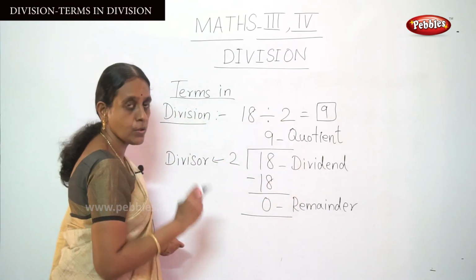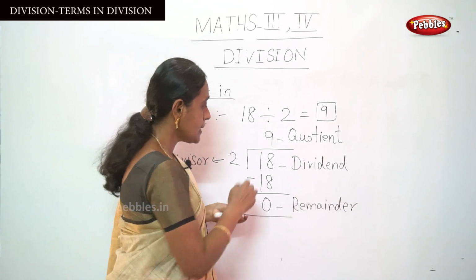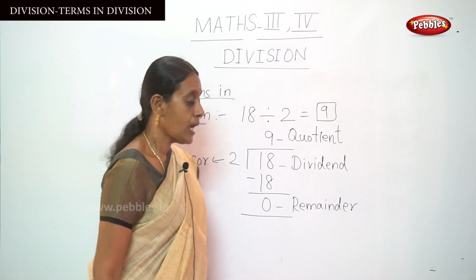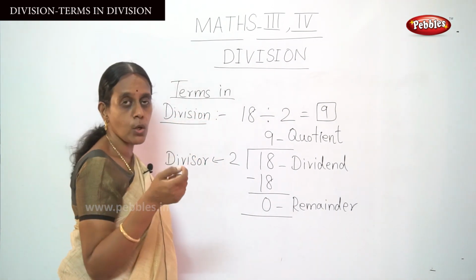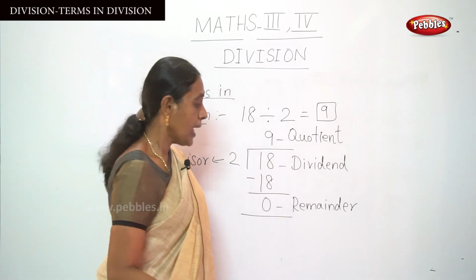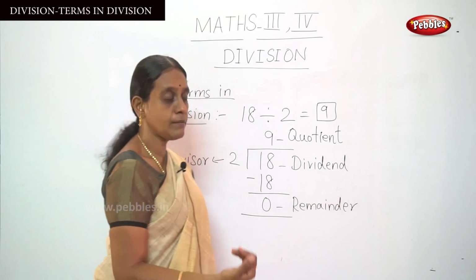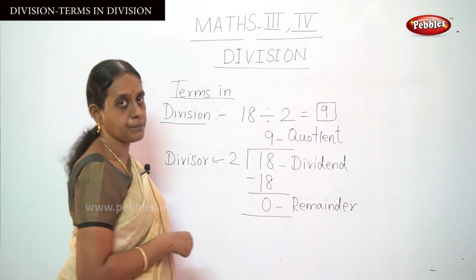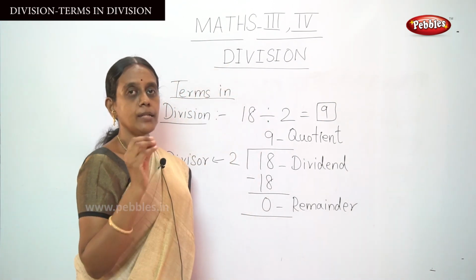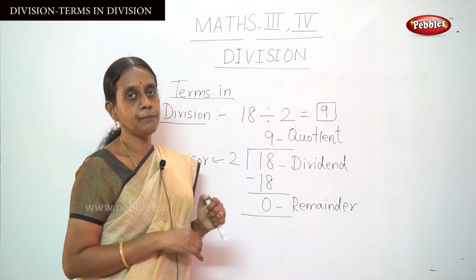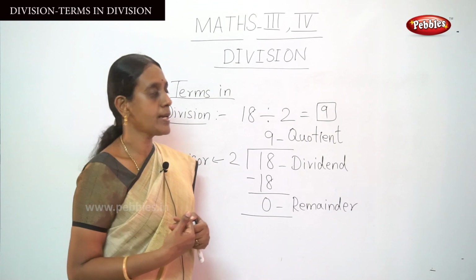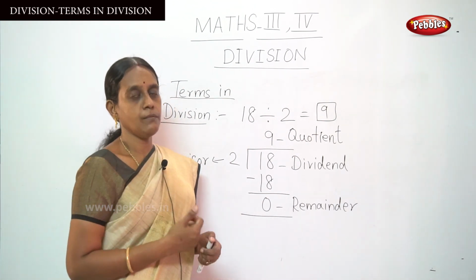These are the terms. I will explain once again. The number to be divided is called the dividend, and the number by which it is divided is called the divisor. The answer is the quotient, and the remaining leftover number is called the remainder. These are the terms we use in a division sum, and you should know them in grade 3. Let me move on to division facts and multiplication facts in the next video.